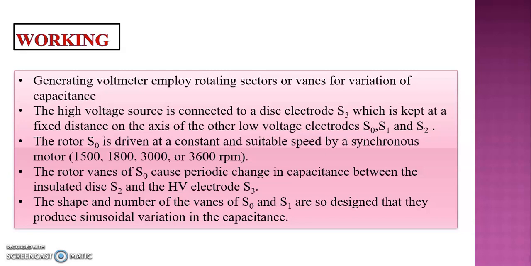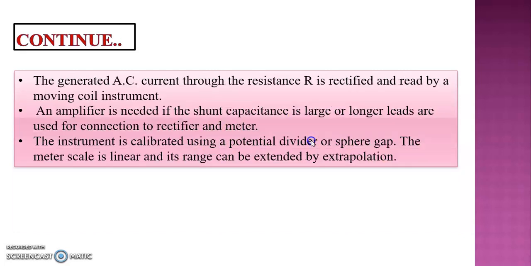The shape and the number of vanes of S0 and S1 are so designed that they produce sinusoidal variation in this capacitance. So, the generated AC current through the resistance R is rectified and read by the moving coil instrument. An amplifier is needed if the shunt capacitance is large, or longer leads are used for the connection to rectifier and meter. The instrument is calibrated using a potential divider or spark gap. The meter scale is linear and its range can be extended by extrapolation.